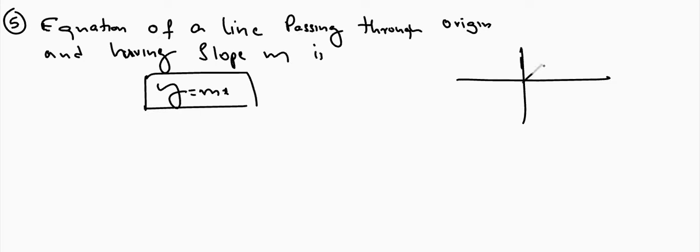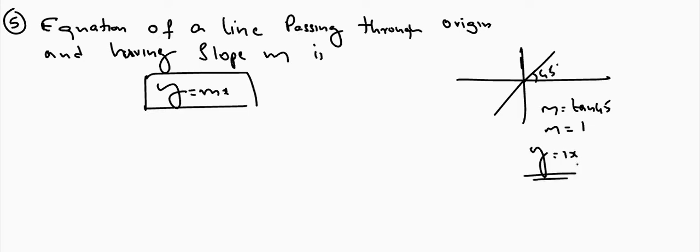If a line passes through the origin and makes an angle of 45 degrees, then its slope will be tan 45, which is equal to 1. The slope is 1, and the equation of the line will be y is equal to 1x. Simply y equal to x. We know the slope of a line, then we can write the equation of the line. Equation of a line passing through the origin having slope m is y is equal to mx.